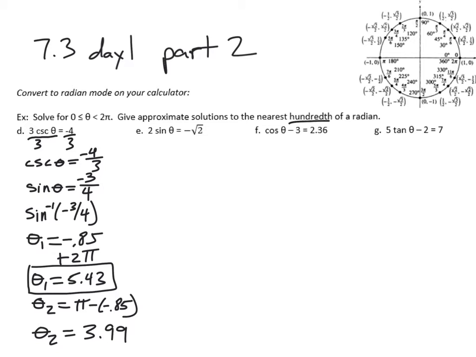All right, next up, 2 sine theta equals -√2. It's the first one in a while we don't have to deal with the reciprocal situation, which is kind of nice. We do have to get our trig function by itself. From time to time, these will show up. You're like, hey, I haven't seen one of these in quite a while.